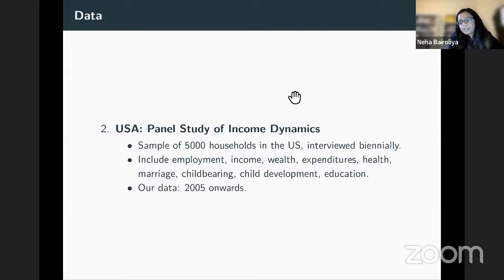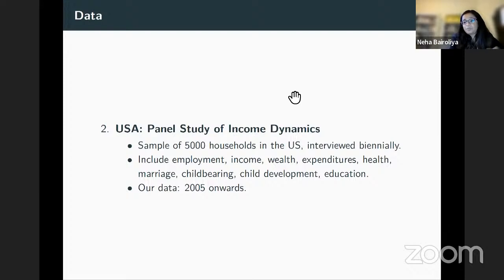The other data set that we look at is for the US. It's the Panel Study of Income Dynamics. Now, PSID is, of course, not that large in terms of its scope. It samples 5,000 households in the US. It goes back all the way to 1968. However, this is one of the most widely used data sets for micro and macro studies on the US. The households are tracked over time as well, and it includes lots of rich information on employment, income, wealth, expenditures, demographics, family dynamics, and so on and so forth.